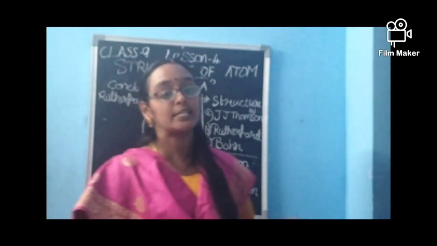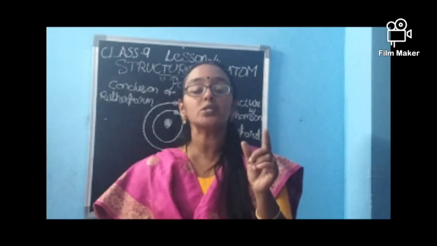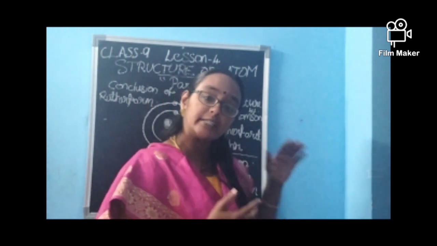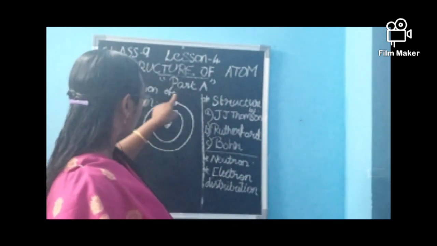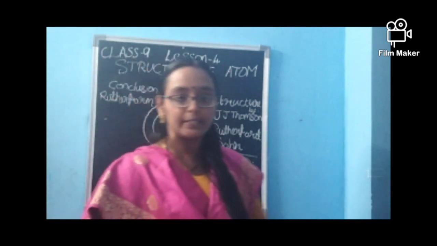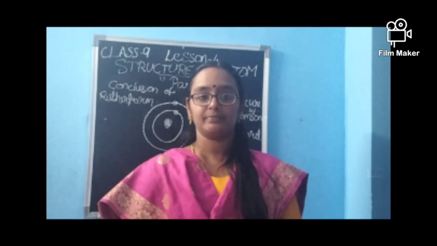So the nucleus is composed of what all things? Protons as well as neutrons. And where are the electrons? The electrons are revolving around the nucleus. This is the structure of the atom.